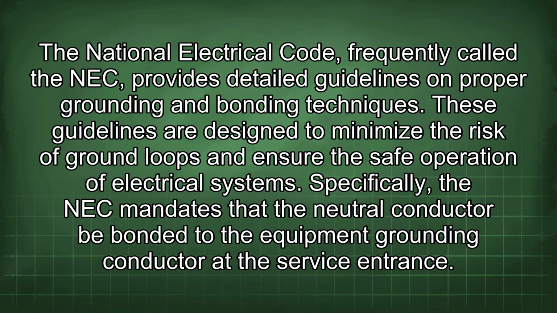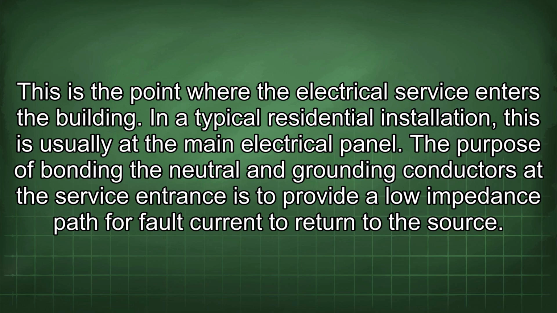Specifically, the NEC mandates that the neutral conductor be bonded to the equipment grounding conductor at the service entrance. This is the point where the electrical service enters the building. In a typical residential installation, this is usually at the main electrical panel. The purpose of bonding the neutral and grounding conductors at the service entrance is to provide a low impedance path for fault current to return to the source.